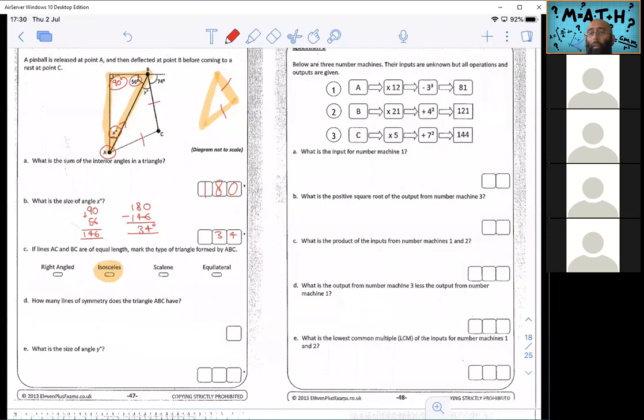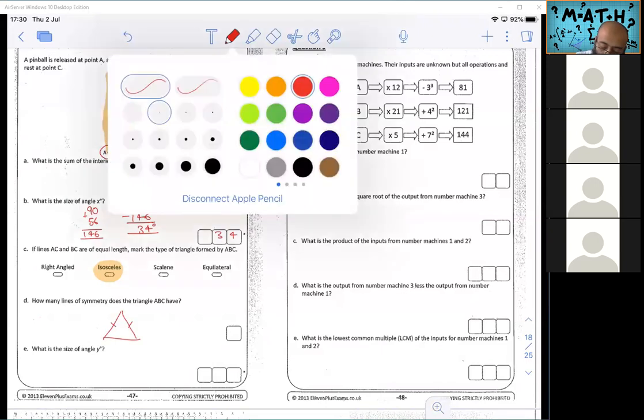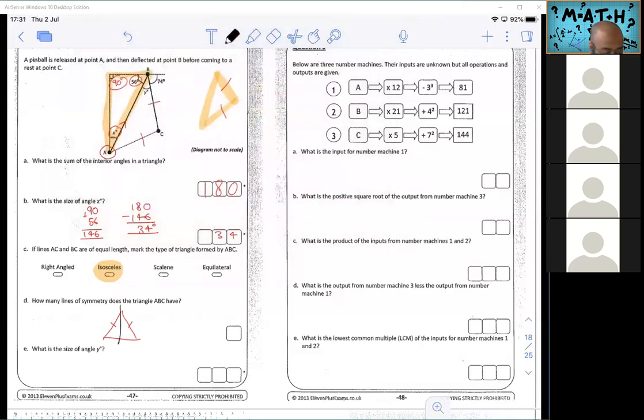Next, read question D for me, please. How many lines of symmetry does the triangle ABC have? Okay, lovely. Now we know it's isosceles. So how many lines of symmetry does an isosceles triangle have? 1. Correct, well done. At least you got that one right, because you were all over the place in part C.